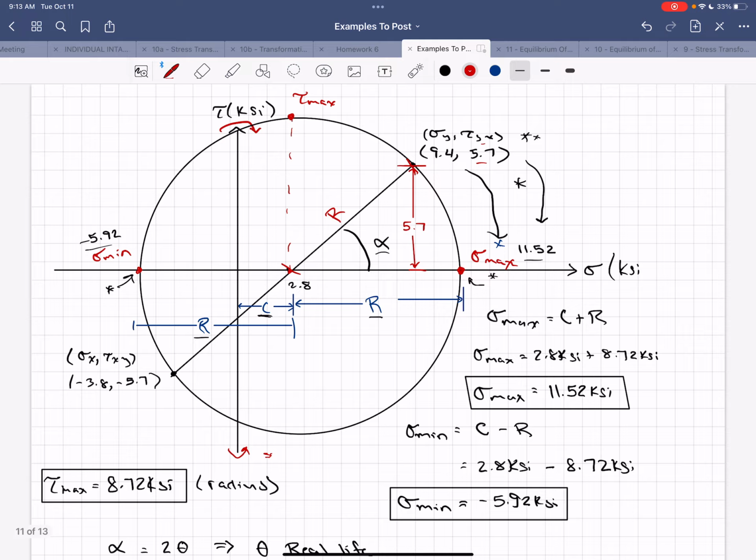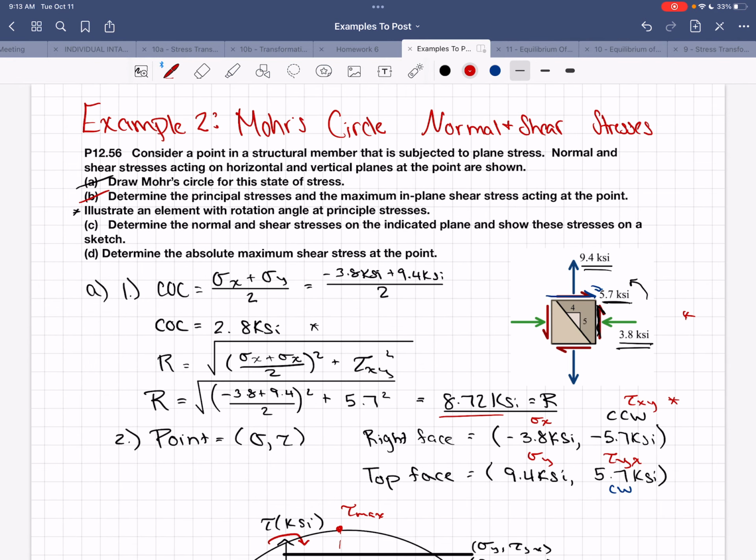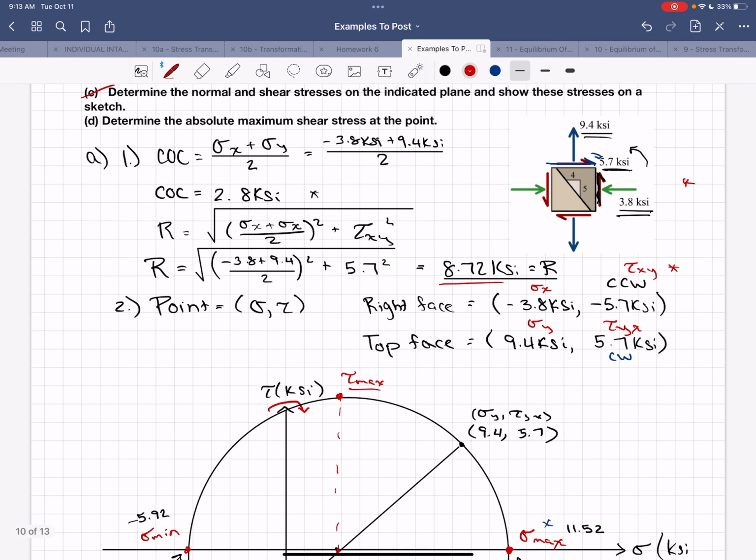So let's see where we're at on this long problem. We got C done. D, we already know the maximum stress. In this case, it's tau max, which was the radius of 8.72. So that problem is done.